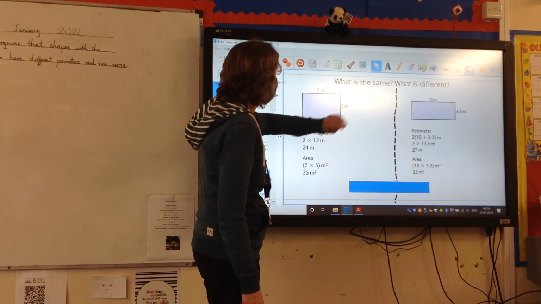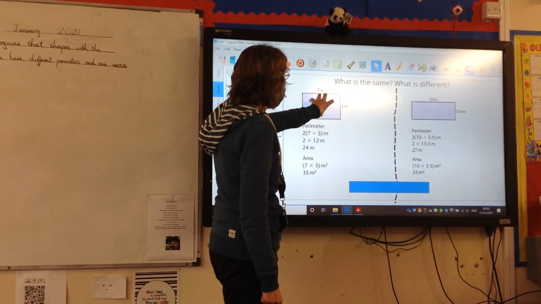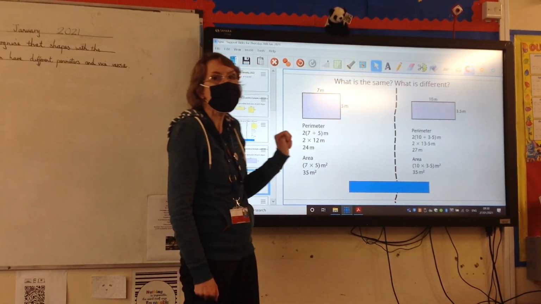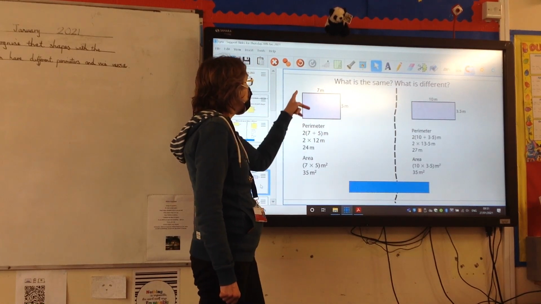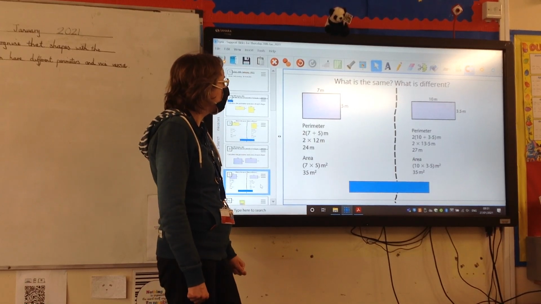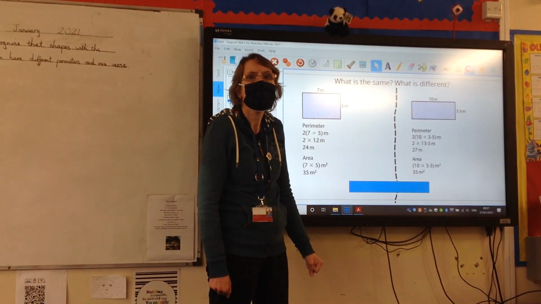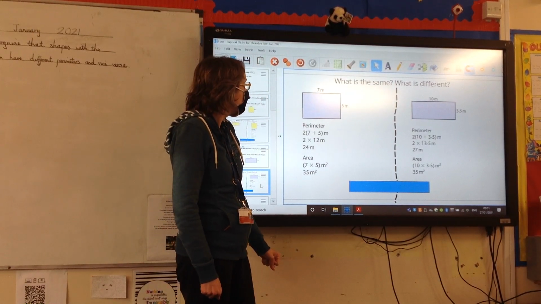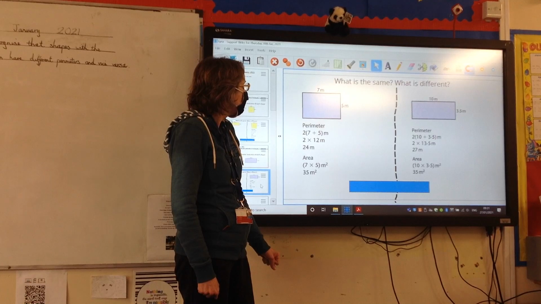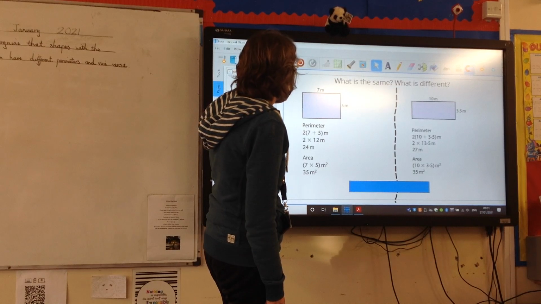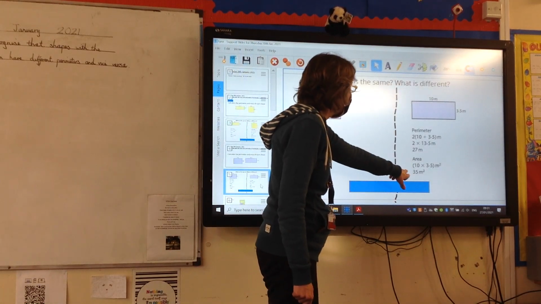It doesn't look it, does it? When you look at them, you can't really see that that is taking up the same amount of space as that. But it is. But the perimeter, the distance all the way around the edge, is different. Okay. Can anybody see any links between the measurements? 7 times 5 is 35 and 10 times 3.5 is 35. Say that again for me, sorry. 7 times 5, yeah, it's 35, and you've got 10 times 3.5.